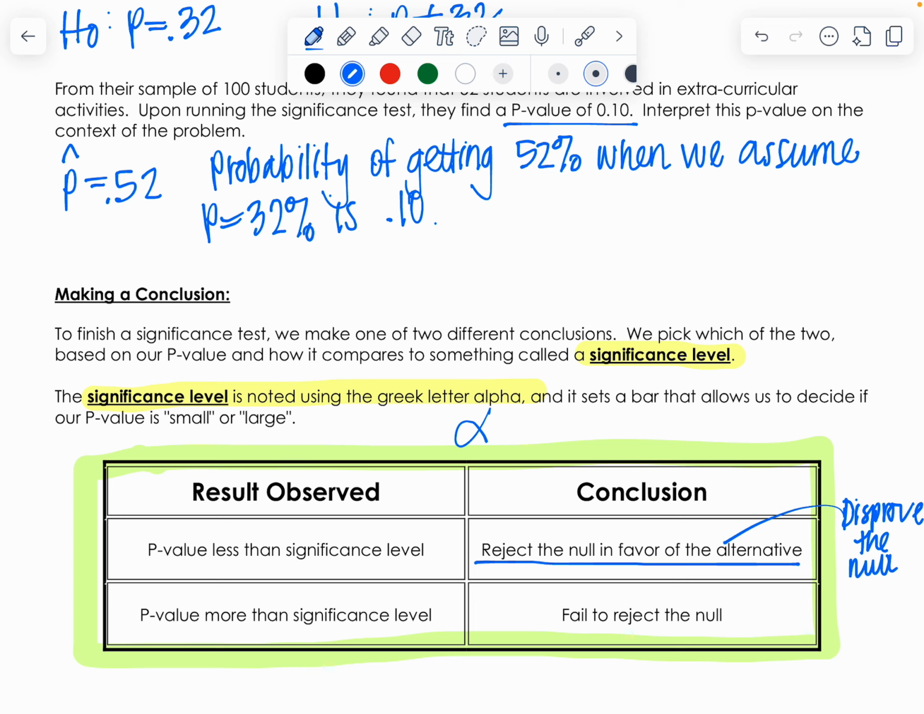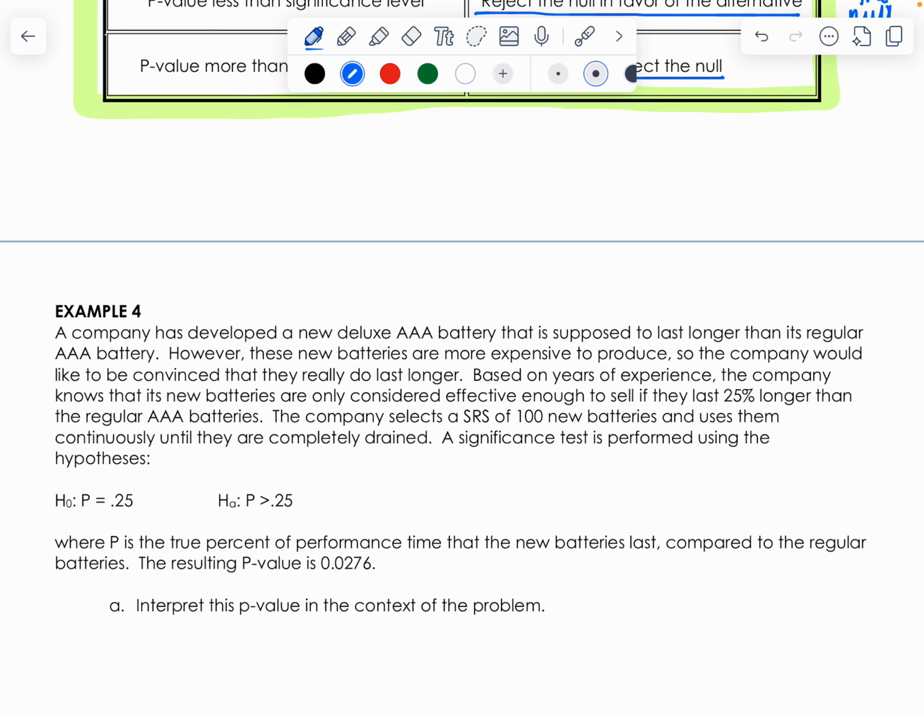So if we come down here, it says a company has developed a new deluxe AAA battery that is supposed to last longer than its regular AAA battery. However, these new batteries are more expensive to produce, so the company would like to be convinced that they really do last longer. Based on years of experience, the company knows that its new batteries are only considered effective enough to sell if they last 25% longer than the regular AAA batteries. The company selects a simple random sample of 100 new batteries and uses them continuously until they are completely drained. So, a significance test is performed using these hypotheses.